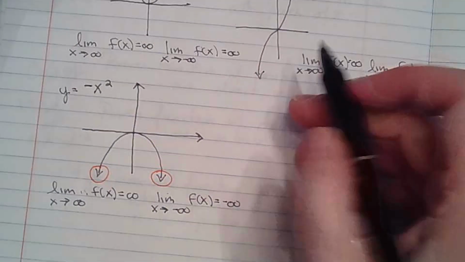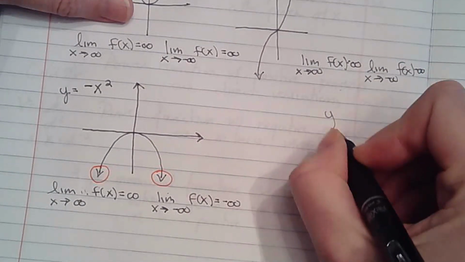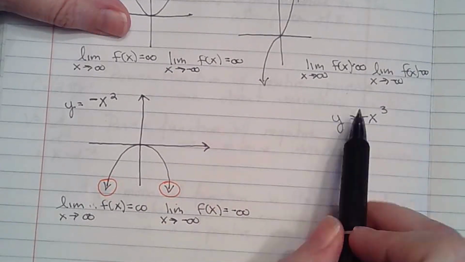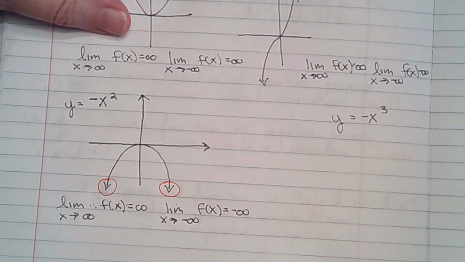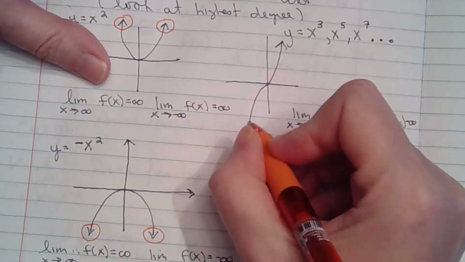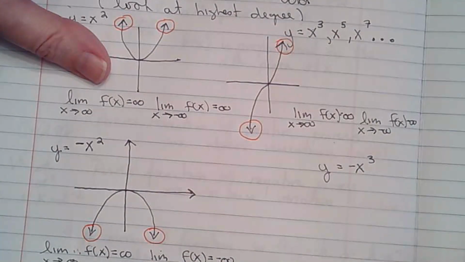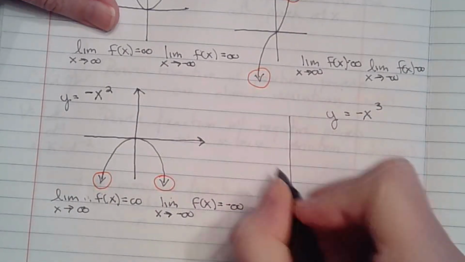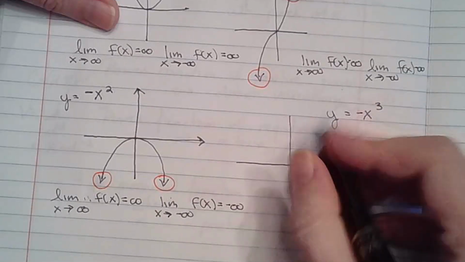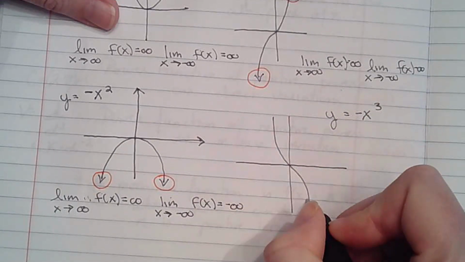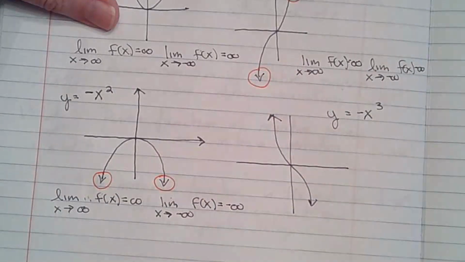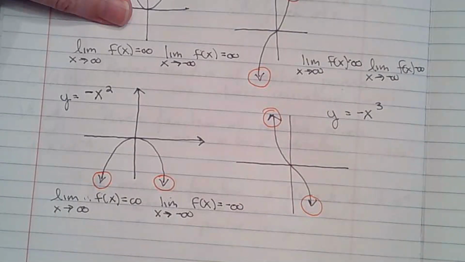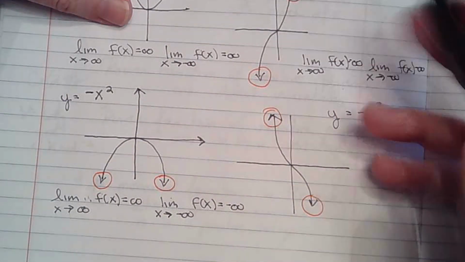Okay? If I have y equals negative x cubed, okay, same thing, the arrows still have to be opposite, but my picture is going to flip around. So this time I have something like that. All right. So again, my arrows are still going opposite directions, but it's flipped the picture.